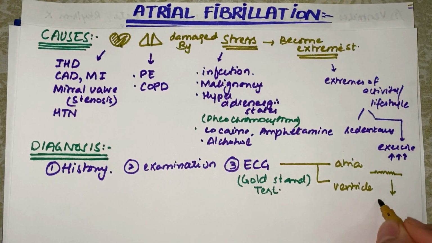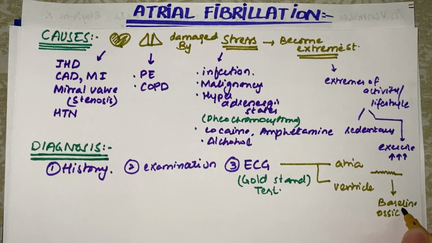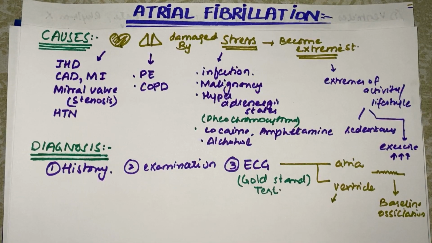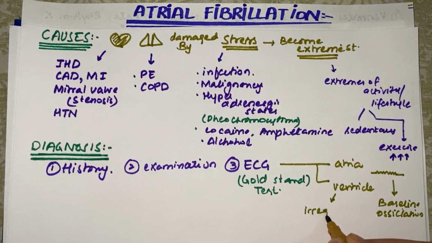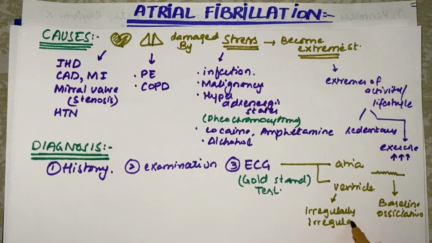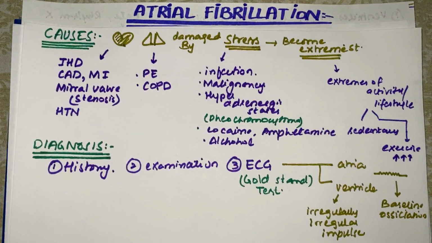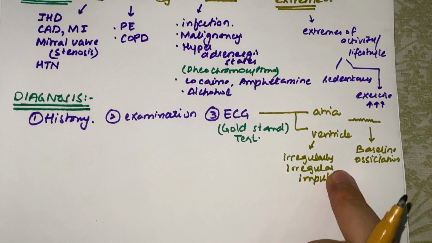I'll write here, these are baseline oscillations seen in the ventricles. Now we know that in the ventricle we have irregular impulse. So the main finding on the ECG will be irregular impulse. Now how can we diagnose this irregular impulse?